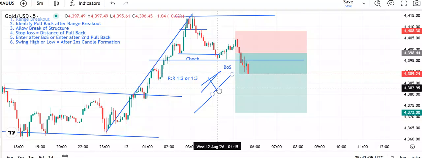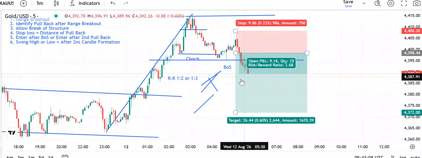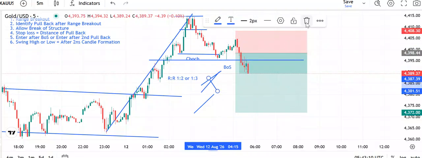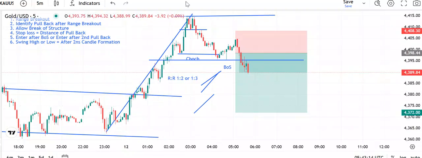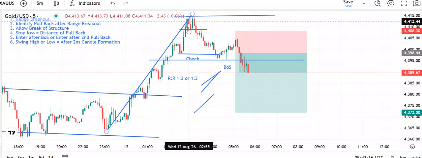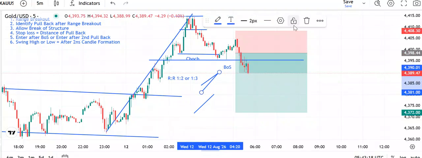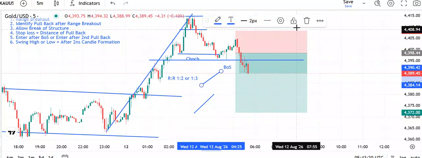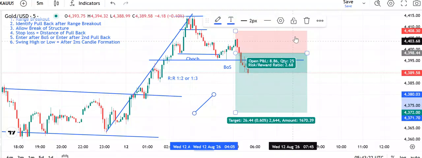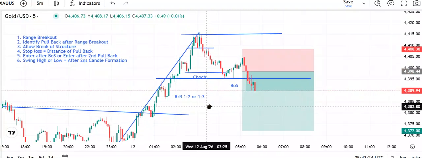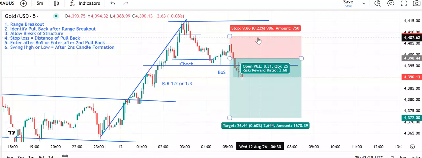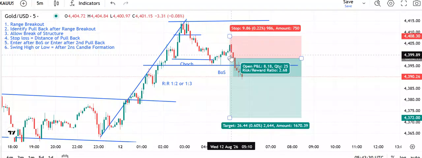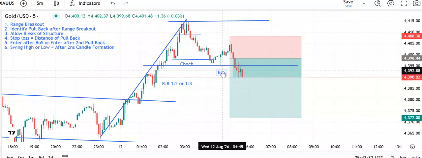Okay, because of the depth of this particular bullish layer, all right, let's take it as 1:3 and see how it goes. But we can always move stop loss after price.